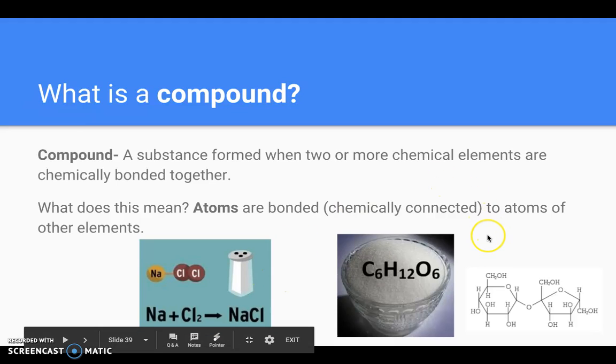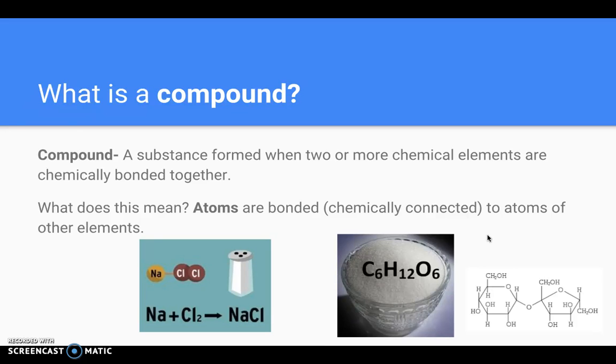Other bonds are a little bit different. Like this is sugar, right? The formula for sugar is C6H12O6. What this means is that there are 6 carbon atoms, 12 hydrogen atoms, and 6 oxygen atoms. They share electrons together, and that's how they are connected to one another. We'll delve more into that when we get into the periodic table next week.